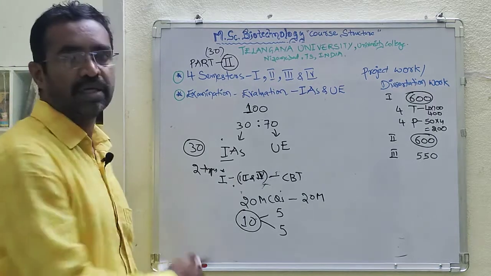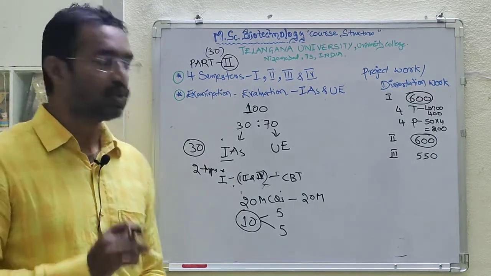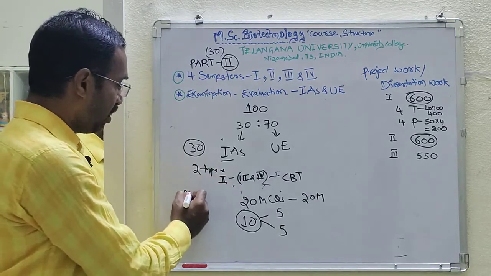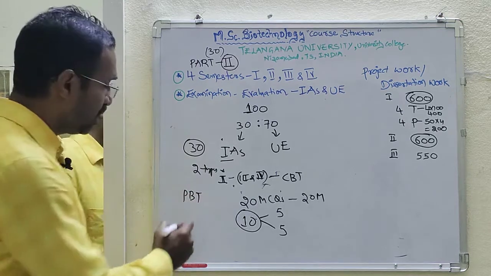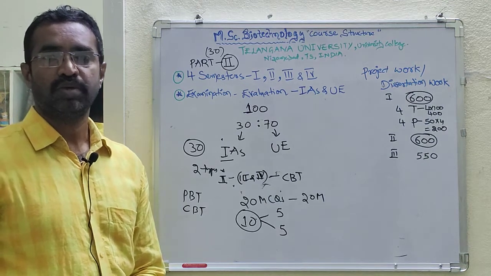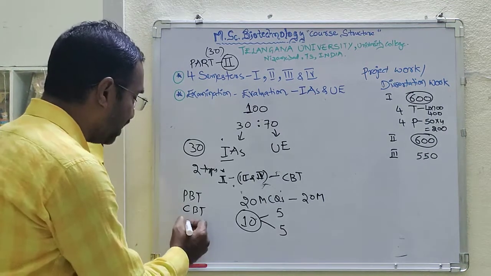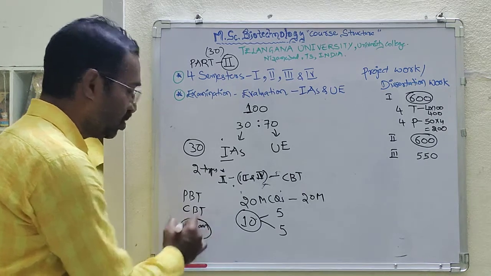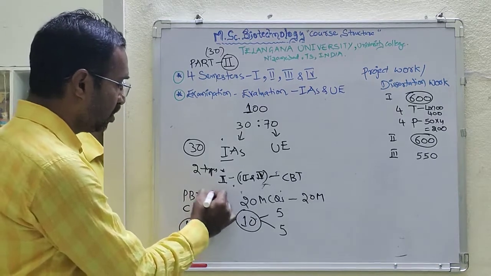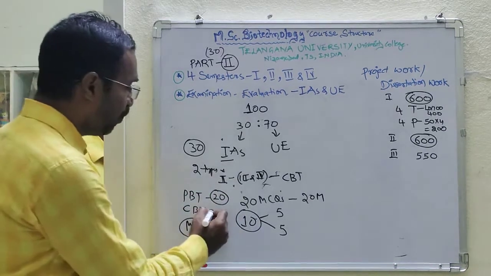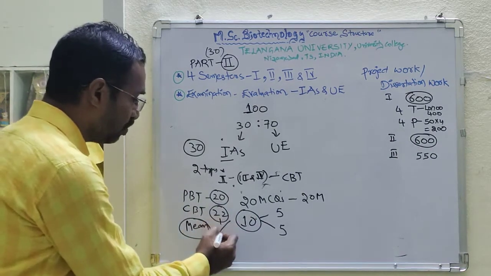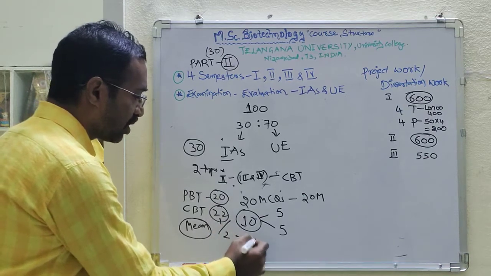So this is about the internal marks. Every student has to attend these two different types of internals, one a paper based test and another a CBT. Attending both is very important because we are going to take the mean average of the two. For example, if a student gets 20 marks in the first internal and 22 marks in the second internal, we take the mean: 42 divided by 2 is 21 marks.